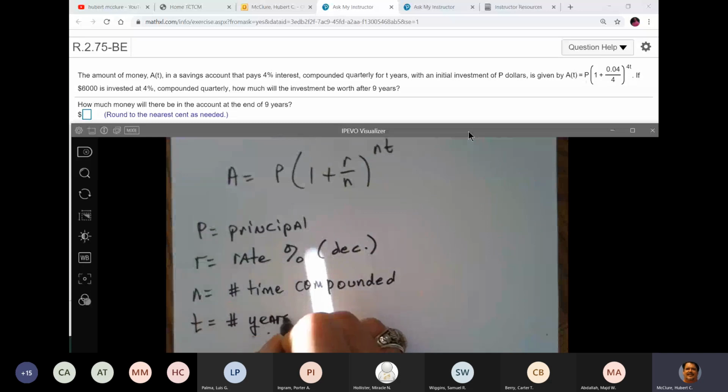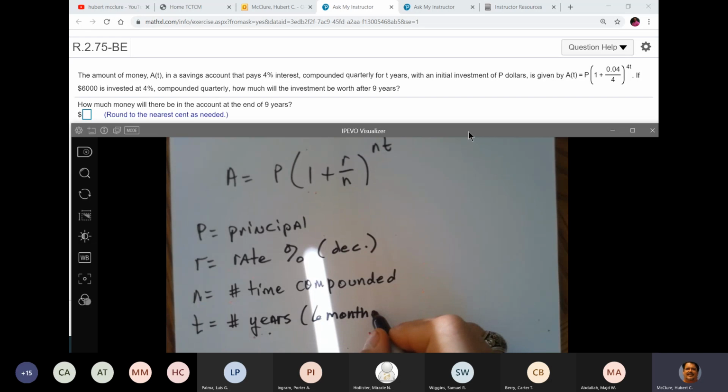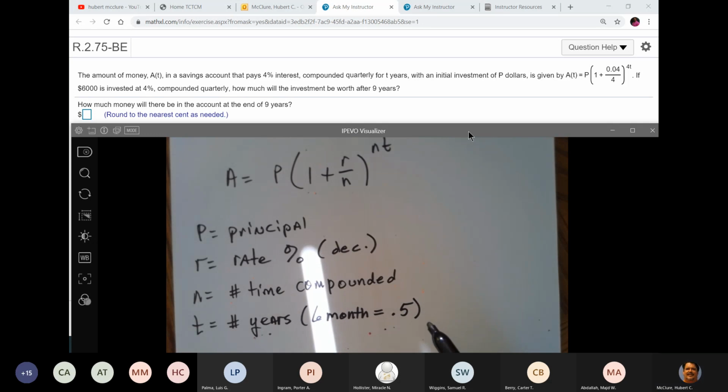Now I want to put this note. If you ever see it on a standardized test, 6 months. Somebody tell me what 6 months is. It's a half a year, right? So a half a year would be 0.5. So if you ever on a test and they say you put the money in the bank for 6 months, you don't put 6 for t, you put 0.5 for t. 3 months would be 0.25. 1 month would be 1 over 12. So make sure you make that distinction.